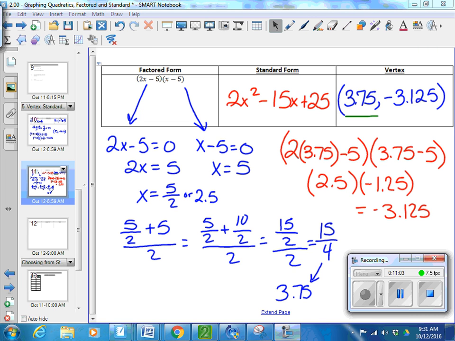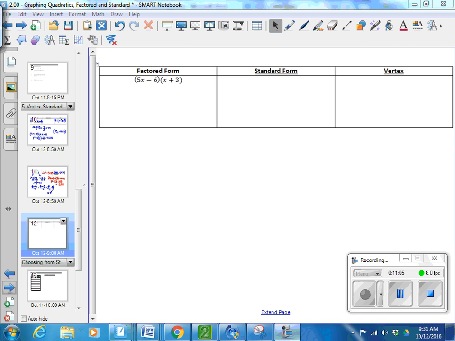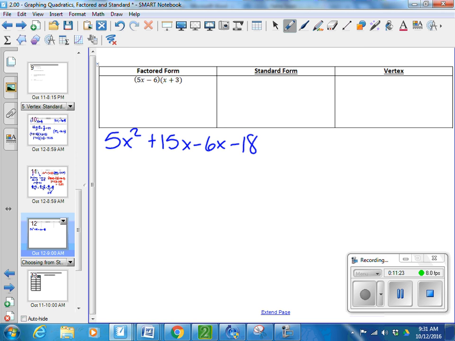Okay. Let's take a look at one last one. So remember, first thing we have to do is get this in standard form. That means we'll end up with 5x squared plus 15x minus 6x minus 18. We clean things up, combine like terms. We'll get 5x squared plus 9x minus 18. So that is our standard form.